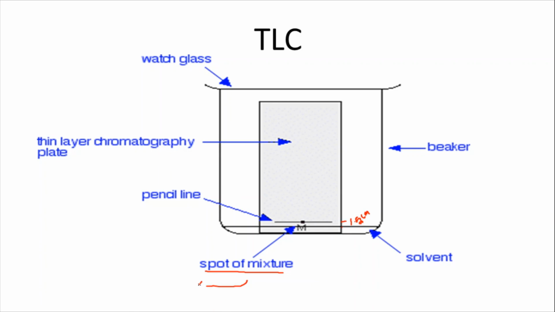Please concern one thing for the spot of mixtures. Before applying the sample spot, you should know the concentration of the sample and also the volume of the sample you are going to apply. This is very important. Generally, 250 microliter of sample is applied. This is the optimum concentration for TLC alone.